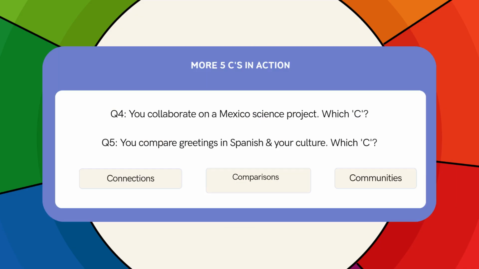Question 4 and 5. Question 4: you collab on a Mexico science project. Which C is this? Our options are connections, comparisons, or communities. Question 5: you compare greetings in Spanish and your culture. Which C is this? Is it connections, comparisons, or communities? Take a few seconds to answer.